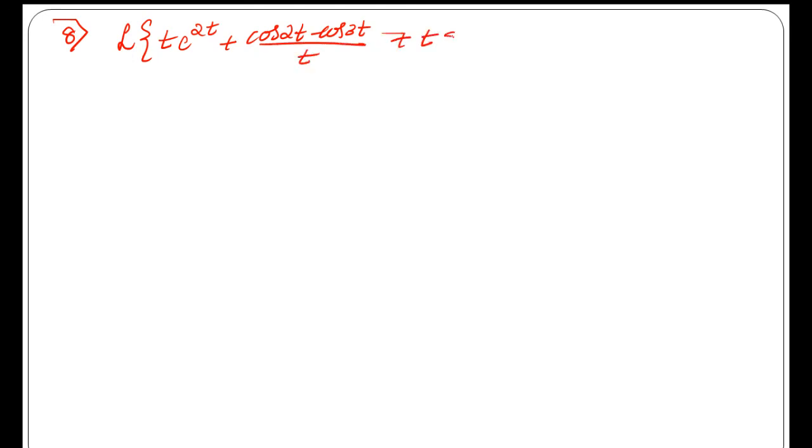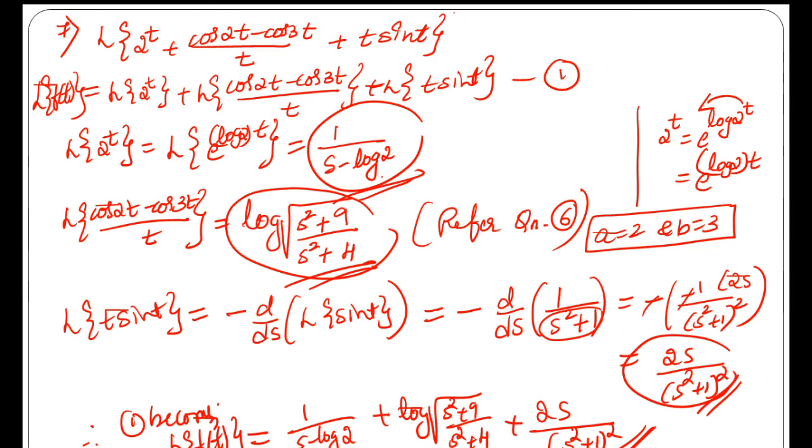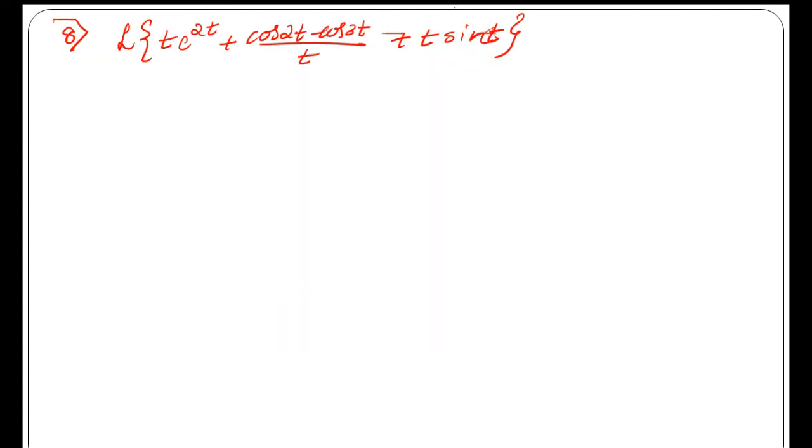Let's move to the 8th and last question, that is to find the Laplace transform of t e^(2t) plus (cos 2t minus cos 3t) divided by t plus t times sin t. It is the same as the previous question. The second and third terms are the same in this question also; only the first term differs.